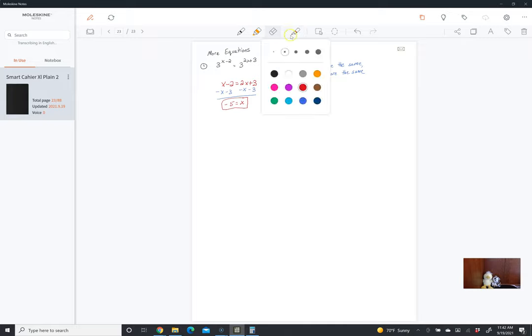Okay, let's complicate it just a little bit. Let's say instead of having the same base, we have 2 to the 3x is equal to 8 to the 2x plus 1. We have two methods here. Both methods work. The second method works all the time. The first method will not.